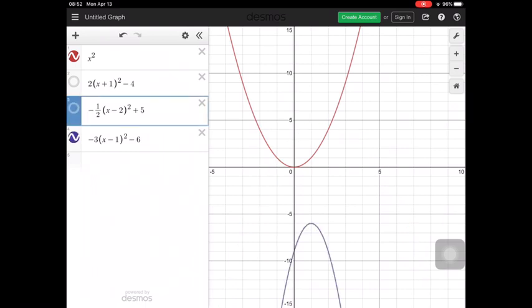Finally, if we plot the last case, this one, once again, you see that if we compare the vertex, it is displaced 1 unit to the right and 6 units down. And the negative 3 in front does two things. The first one, a reflection on the x-axis, and the second, it makes the parabola look thinner, in this case, narrower, right?